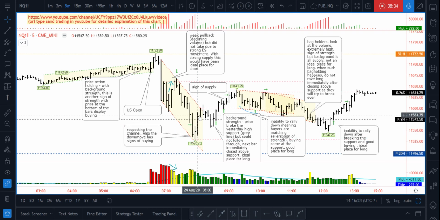You can see here, even if you could not take a long as it starts breaking down, you can take a long here. After it broke this one, this is another good place to take a long. And as you can see, it respected the channel. The next one, this is the exit point, right? This one is an exit point, and this. Okay, so again, it starts coming down.